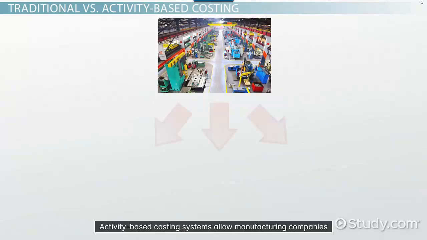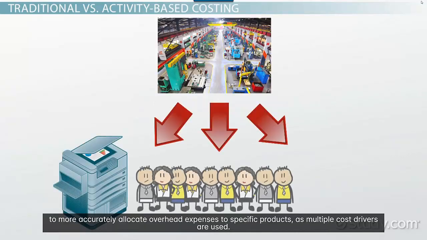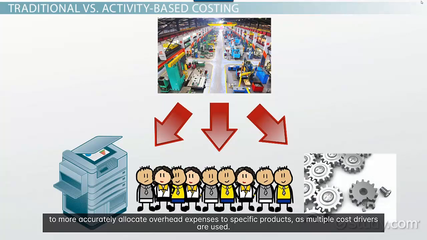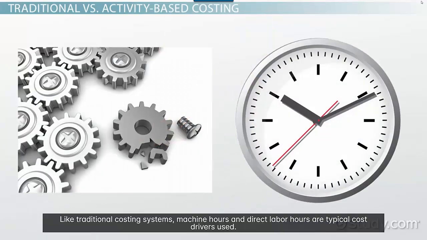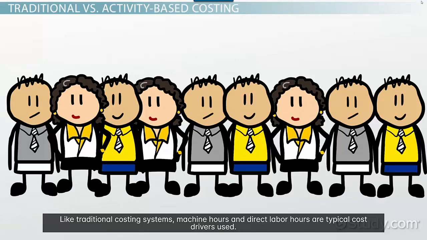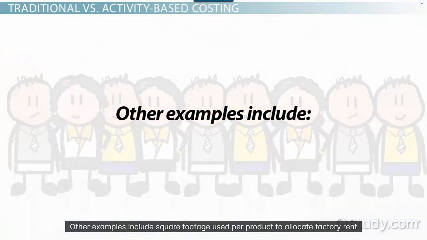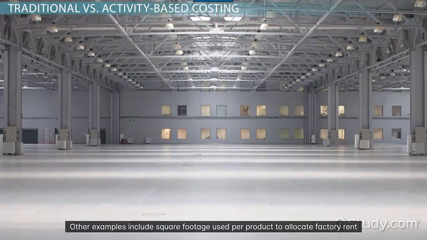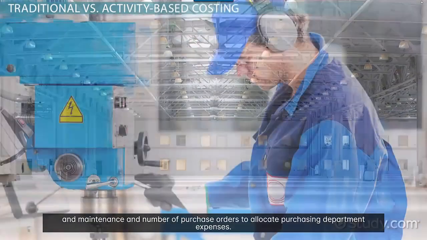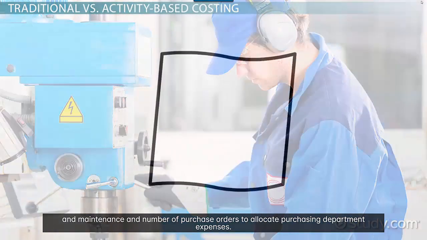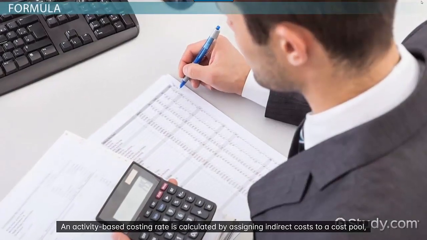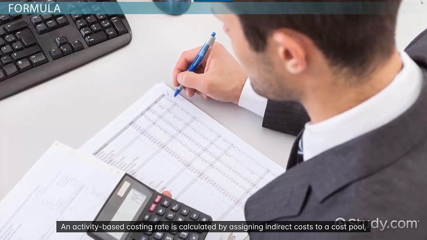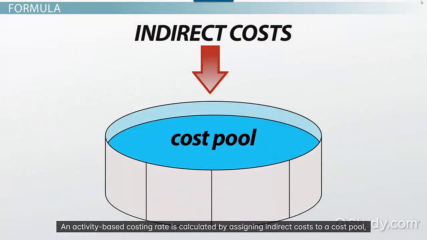Activity-based costing systems allow manufacturing companies to more accurately allocate overhead expenses to specific products, as multiple cost drivers are used. Like traditional costing systems, machine hours and direct labor hours are typical cost drivers used. Other examples include square footage used per product to allocate factory rent and maintenance, and number of purchase orders to allocate purchase department expenses.